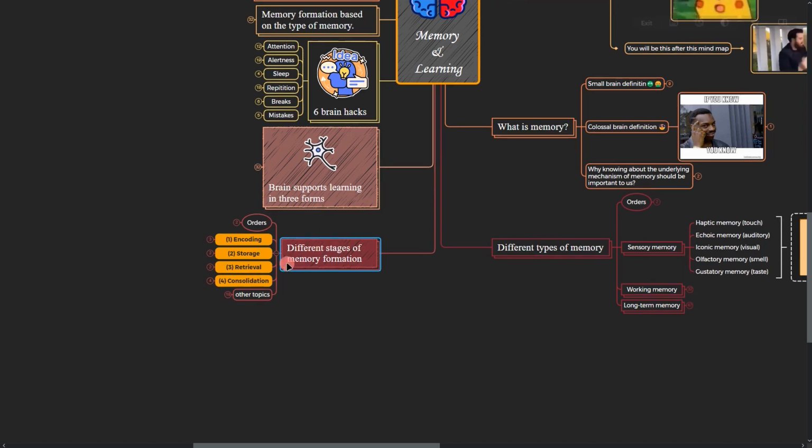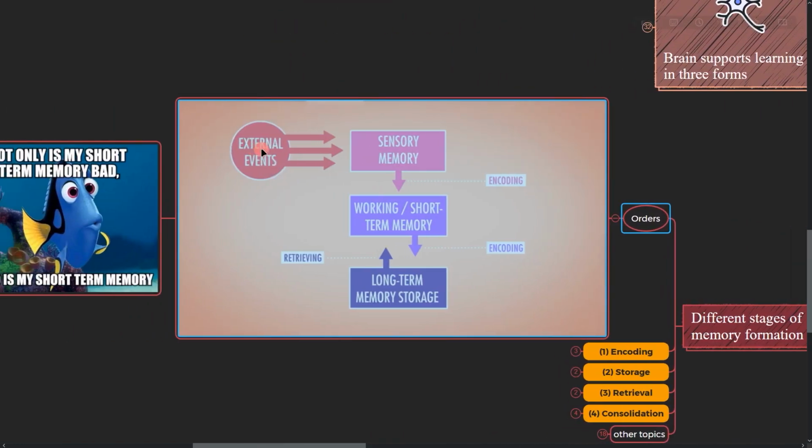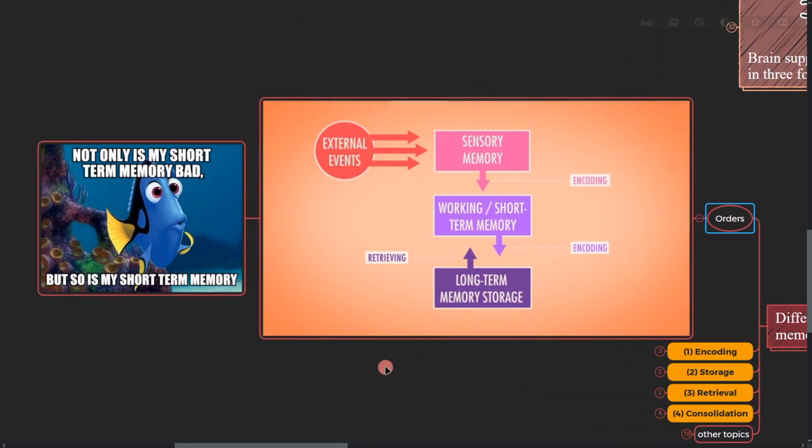Alright, so we have this beautiful image that external events are coming to our sensory memory, then they get encoded to short-term or working memory, and then they are encoded again to long-term memory, and we retrieve them.